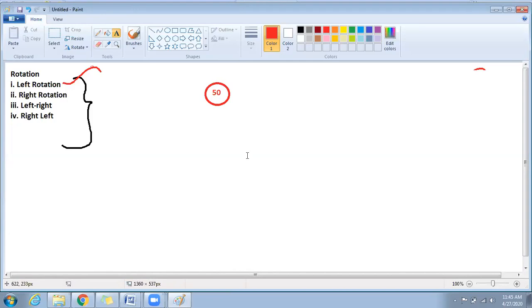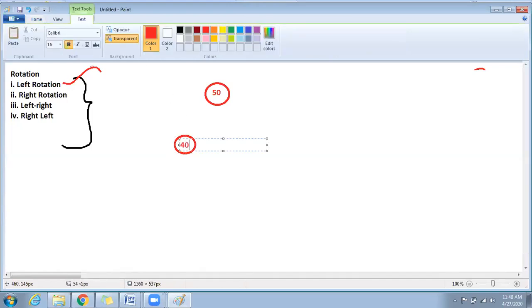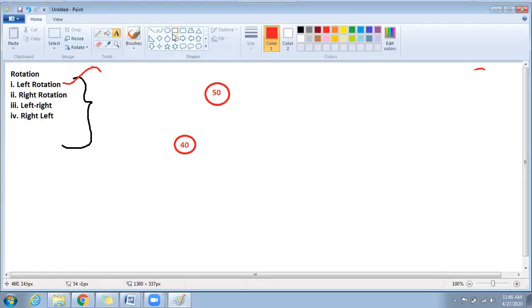Sorry for the disturbance. Now I want to insert value 40. Where will I insert 40? Left side. I want to insert 30. Where do I have to insert? 40, left side. Left side.